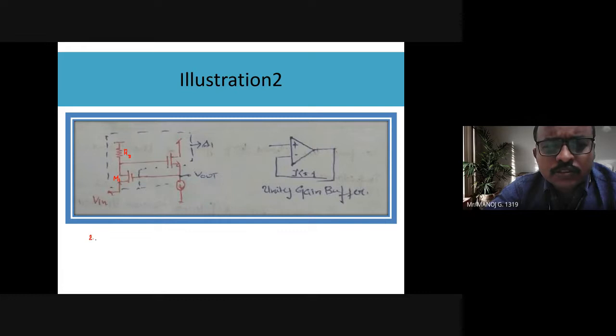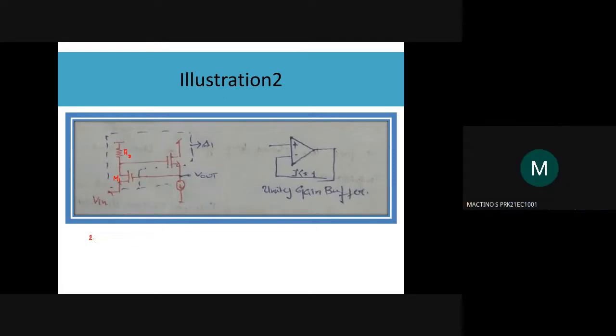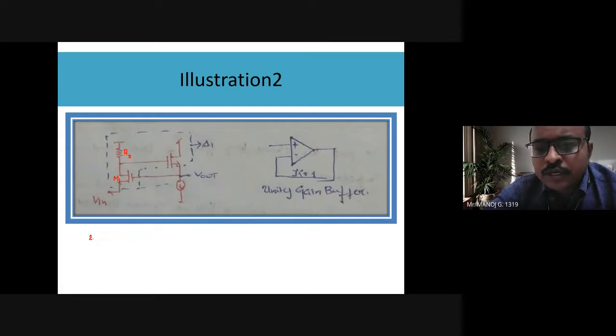Second parameter is closed loop. What is the second parameter, Mantno? Input impedance, sir. Yeah, input impedance. Now, how do you calculate the closed loop input impedance?